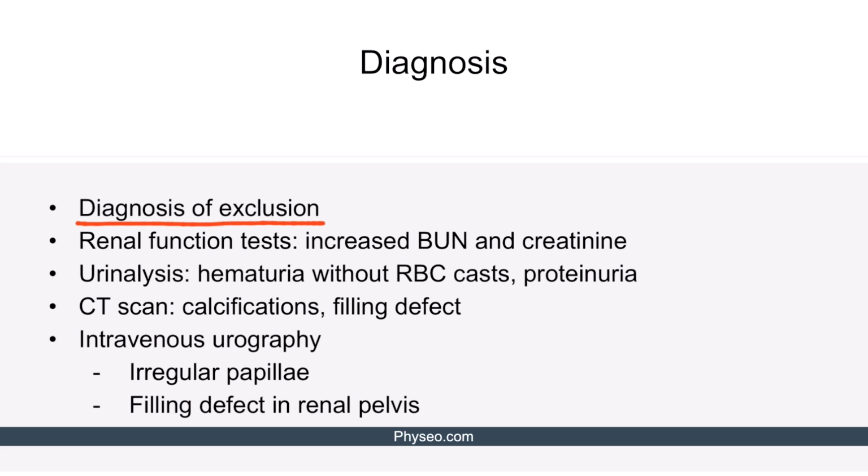Increased BUN and creatinine, hematuria without red blood cell casts, and proteinuria are common findings. CT scan may reveal renal papillary calcifications and filling defects. Irregular papillae and filling defects in the renal pelvis on intravenous urography are also suggestive of renal papillary necrosis.